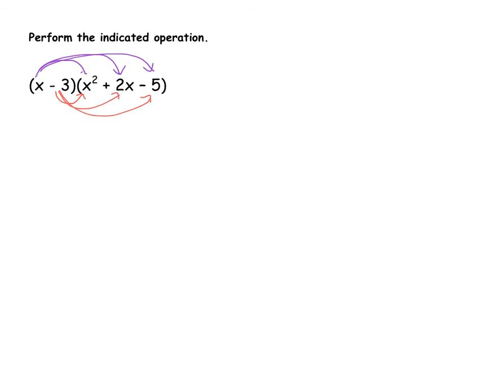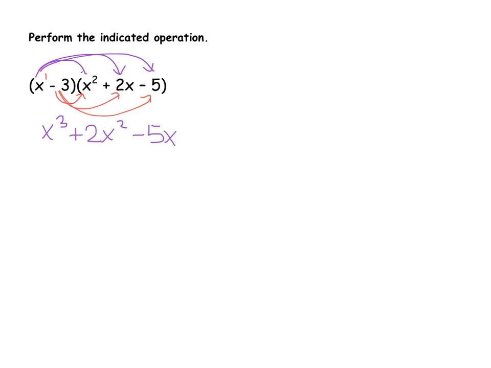Okay, remember to add those exponents. This x has an invisible 1 on it. So when we multiply, we'll get x to the third plus 2x squared minus 5x.